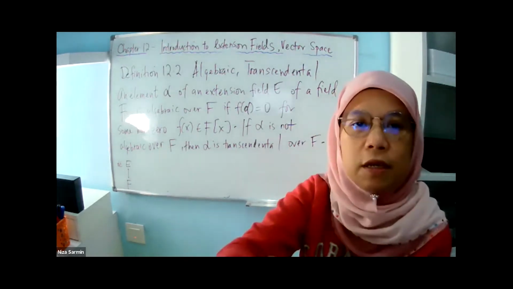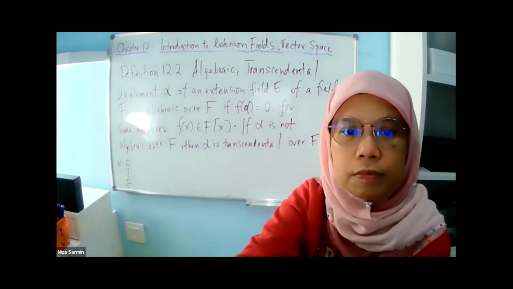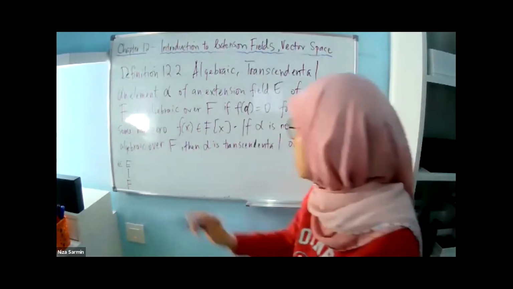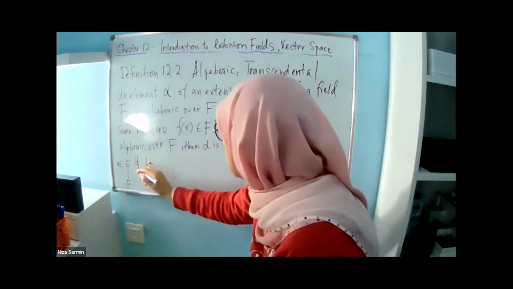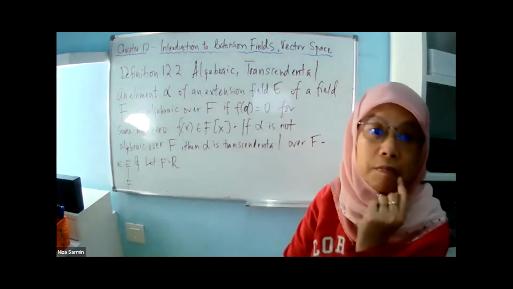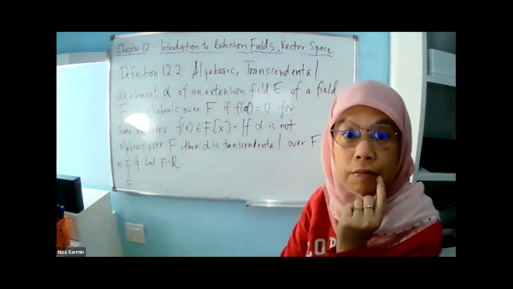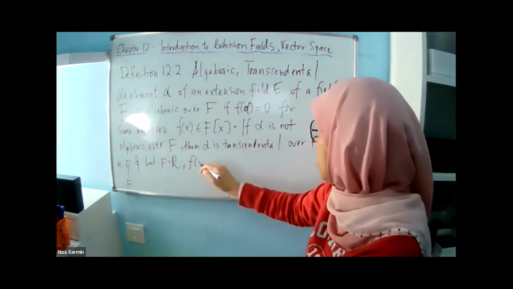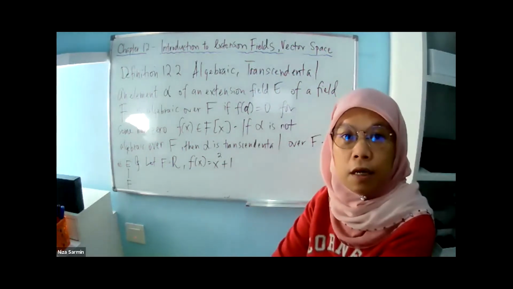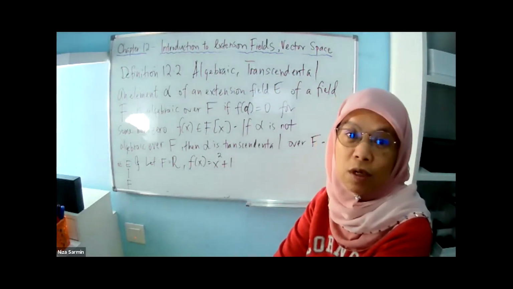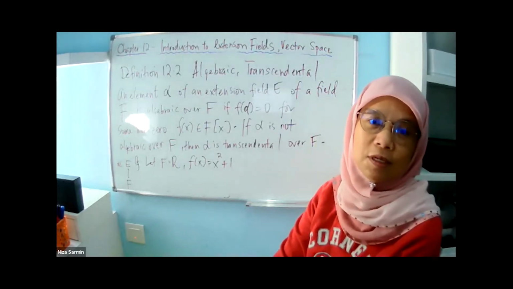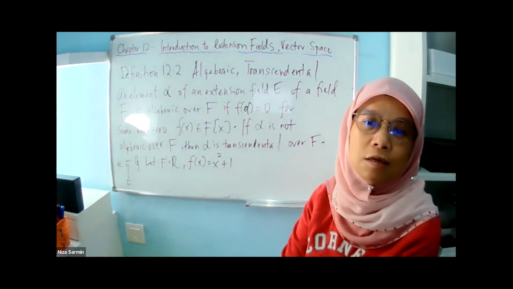Okay, let's look at one example. Let F be R. I've done this before, but I do it again, then you can match it with the definition. f(x) is x squared plus 1. This has no zeros in R.